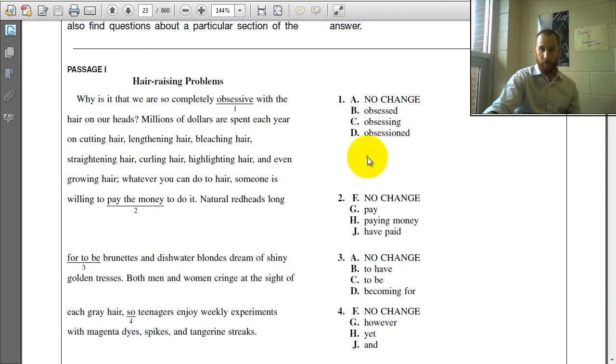So scrolling on down, looking at passage 1, we've got this fantastic sounding article called Hair Raising Problems. So first thing we're going to notice, all of our questions don't have an actual question associated with them. We're going to look at number 1, because it's obviously underlined and identified. It is going to ask us how we could replace it or if we should keep it the same.